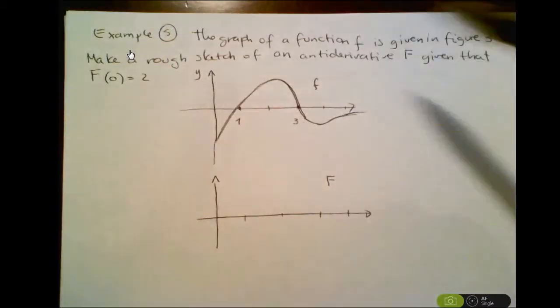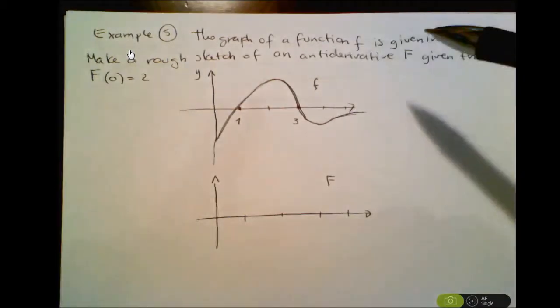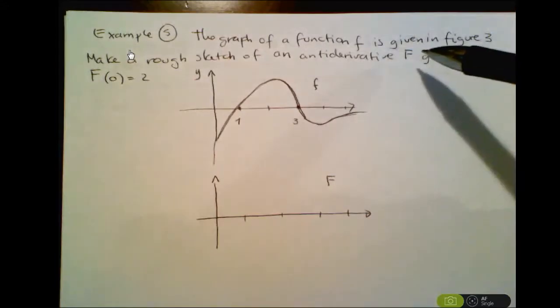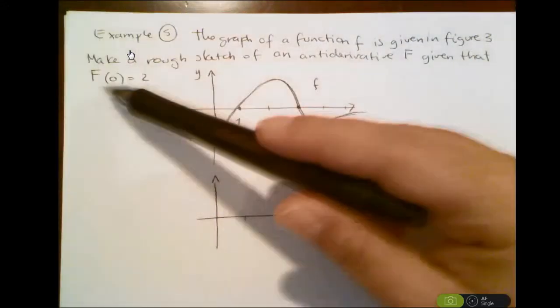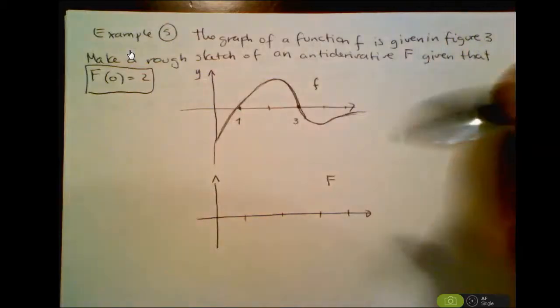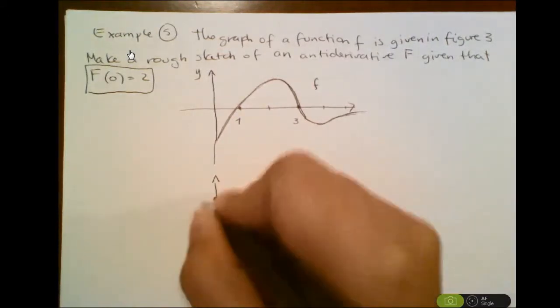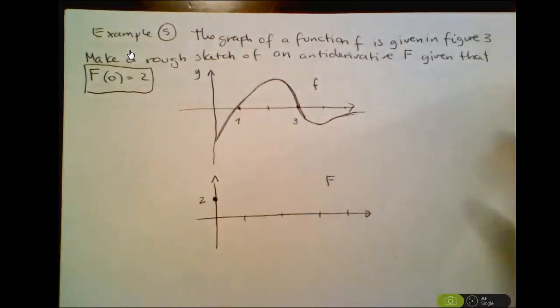Example 5 says the graph of a function f is given in figure 3. Make a rough sketch of an antiderivative capital F, given that F of 0 is 2. So let's just graph this piece of information because I know that we will forget to do that. So F of 0 is 2, and that will be right here. Okay, this is the point (0, 2).